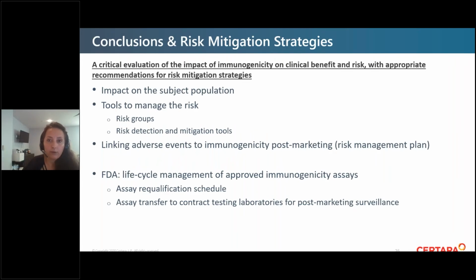And then finally, the fourth part of the ISI is your conclusions and your REMS. How does the ADA impact the subject population? How are you going to manage risk? How are you going to detect immunogenicity going forward? Linking these adverse events to immunogenicity post-marketing is also required, and the FDA also wants to understand your life cycle management. Who's going to run the assay? How are you going to keep it going? What's the assay requalification schedule? And so that you have it available for post-marketing surveillance.